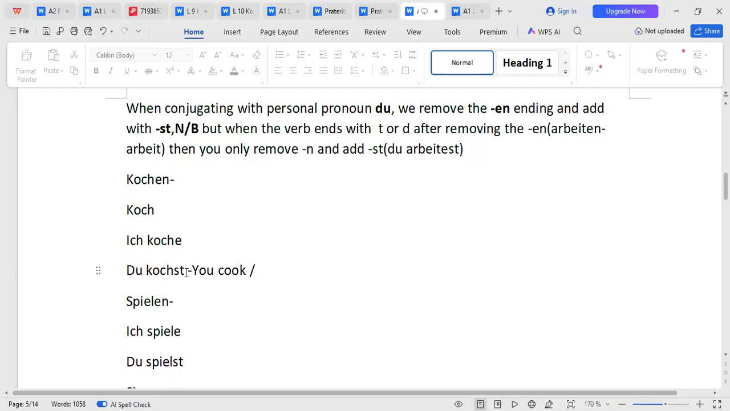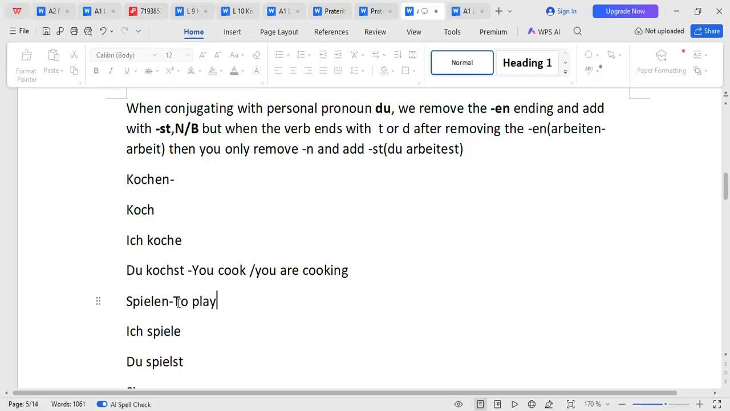You cook, you are cooking. We have spielen. Spielen means to play, students. Sometimes you want to say I play, you want to say you play.